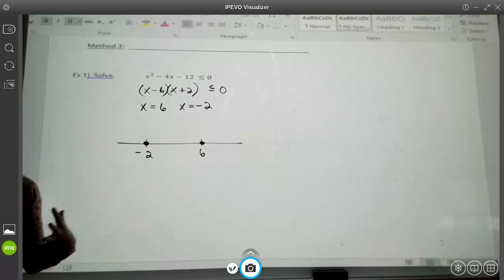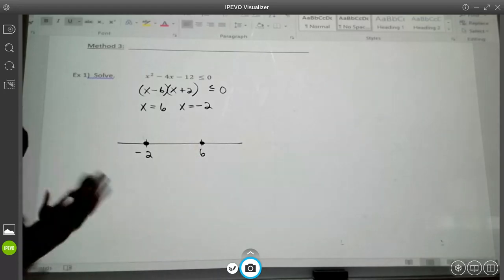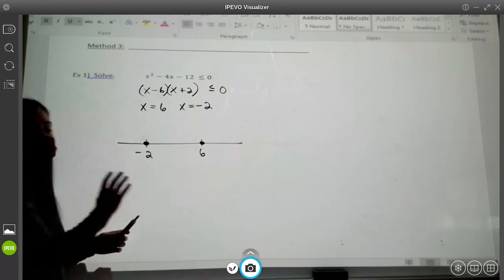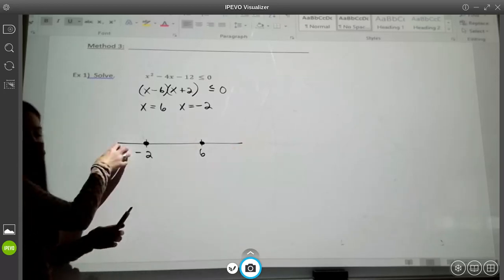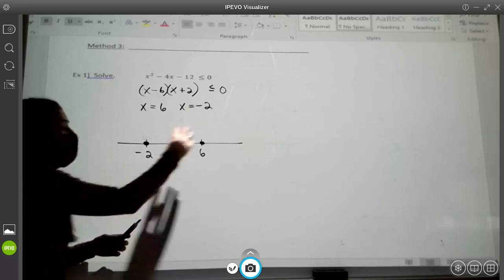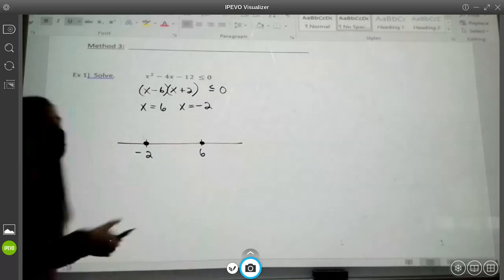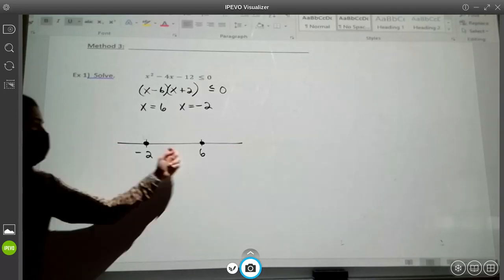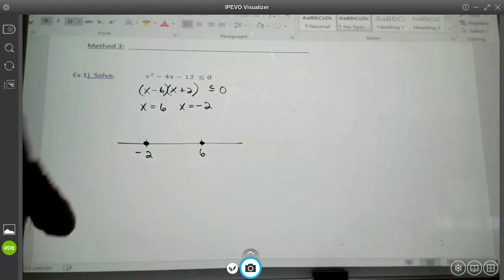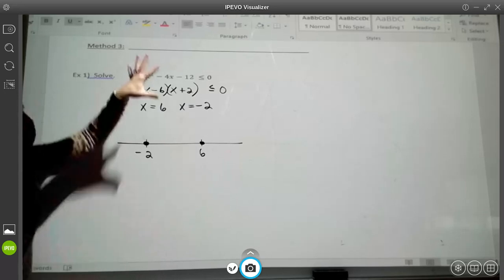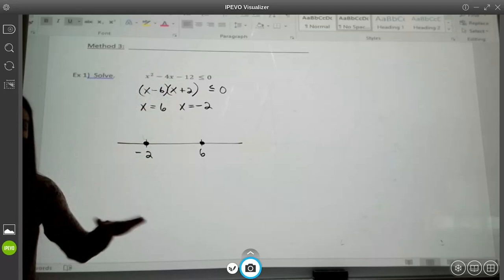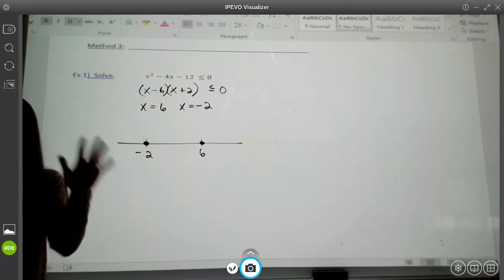All right, so now what these numbers do is they cut your x-axis into thirds. You have this section of x values, you have this section of x values, and then you have this section of x values. The sign analysis says to pick one number from each interval and test it. And you're going to test to see which numbers make the inequality true. I want you guys to know this method because we're going to have to perform sign analysis in our future. All right, so we're going to pick test numbers.